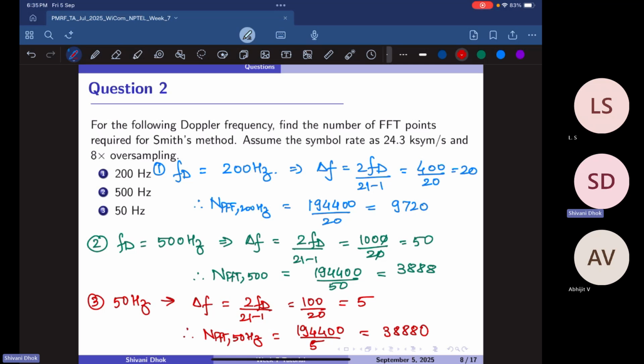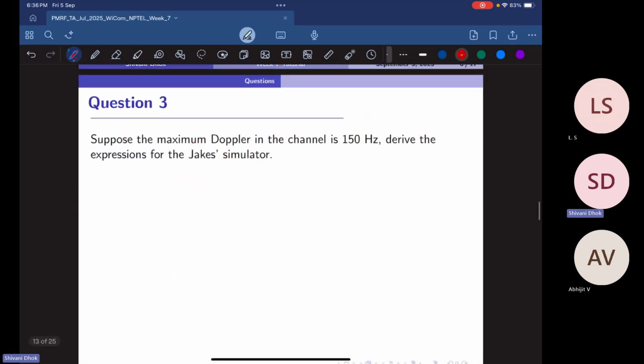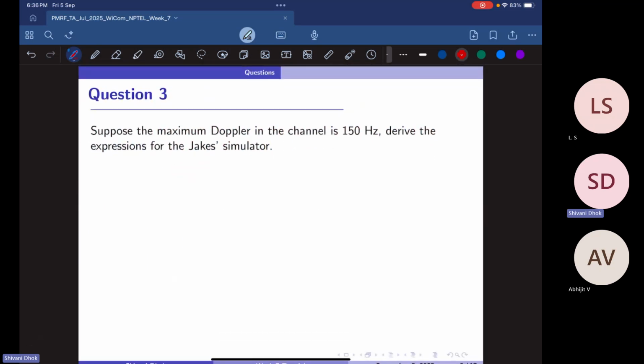Okay, if there are no questions, then let me move on to the next question. So this question says that suppose the maximum Doppler in the channel is 150 hertz, then find the expressions for the Jakes simulator. So how does your Jakes simulator look?